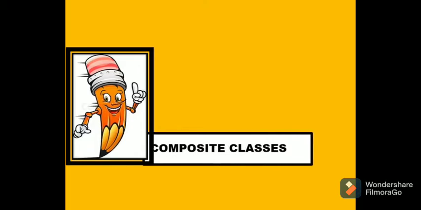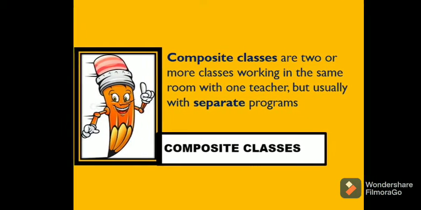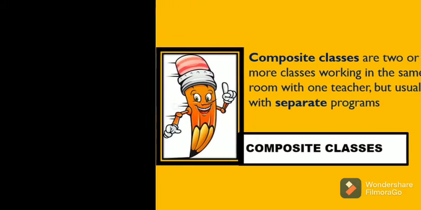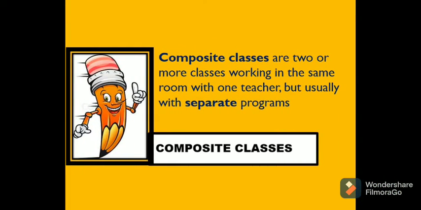Composite classes. Composite classes are two or more classes working in the same room with one teacher but usually with separate programs. For example, the grade 4 will be following the syllabus for their grade, and the grade 5 likewise. The curriculum is still structured and taught strictly in separate grades. This sort of teaching is syllabus-driven, the teacher sticking rigidly to the curriculum for that level.